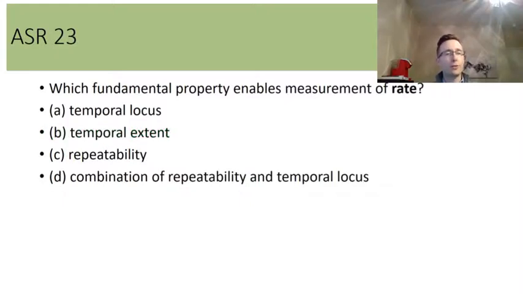ASR 23, which fundamental property enables measurement of rate? A, temporal locus, B, temporal extent, C, repeatability, or D, the combination of repeatability and temporal locus.